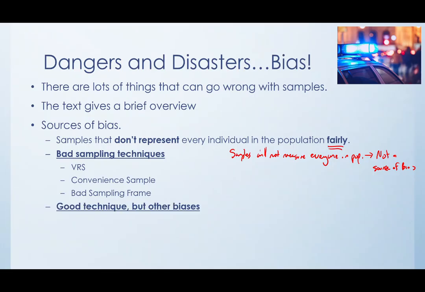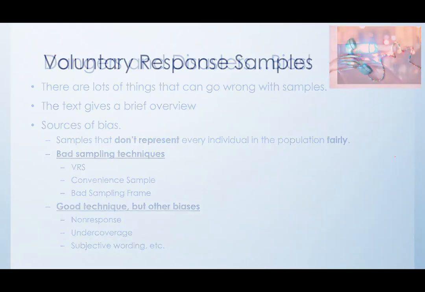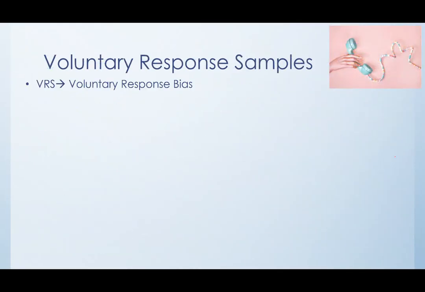Okay? We could have good technique in selecting our sample, but other biases might creep in. And we've talked about some of these. We've talked a little bit about non-response and undercoverage, but there's other things like subjective wording. There's all these sources of bias, but we're just going to hit the big ones, okay? So voluntary response sample, what the heck is that, right? VRS. So in a voluntary response sample, respondents choose themselves, okay?